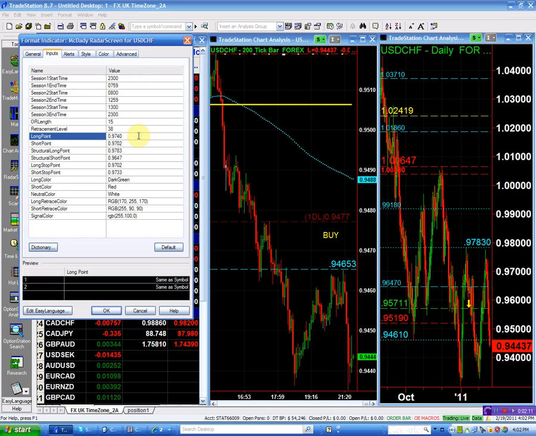I'm going to buy above 94.65, and if I do, because this is a structural point, that is also going to be my long stop. Okay, and it is, again, as I said, my structure. So it's going to be my buy point, my structure point, and my long stop.